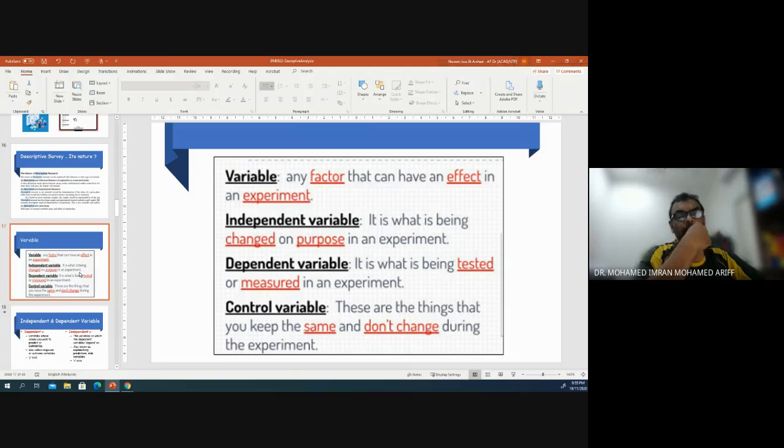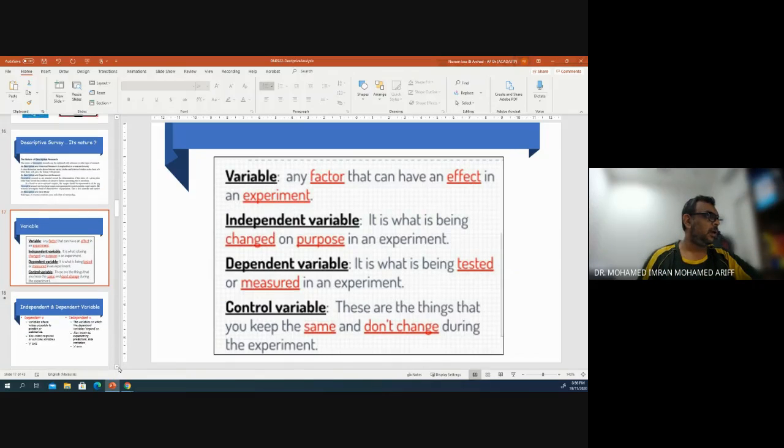Or you control the age, only looking at this particular age, or you control the gender, female or male. So you control this, and you don't worry about other stuff. So even in your study, you are looking only at those people who fast for 7 days, or those people who are 30 years and above. So you control these variables.